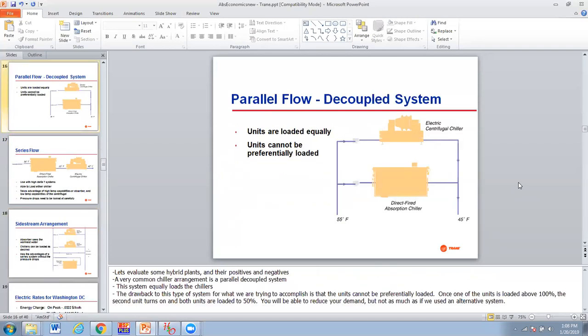But we have to look at different ways that chiller plants get constructed first. And so we've got, I think, three slides here that look at three different opportunities. So we're going to have this parallel flow. It's called a decoupled system. The system equally loads the chillers. The drawback to this type of system for what we're trying to accomplish is that units cannot be preferentially loaded. Once one of the units is loaded above 100%, the second unit comes on and then they split the load 50-50. You're able to reduce demand some, but not as much as if we used one of the other options.